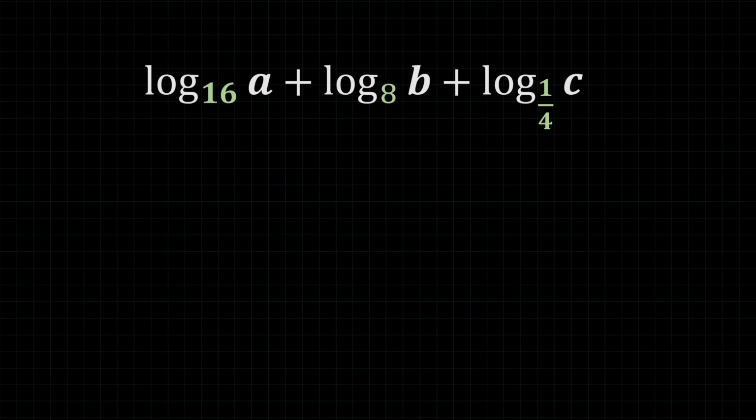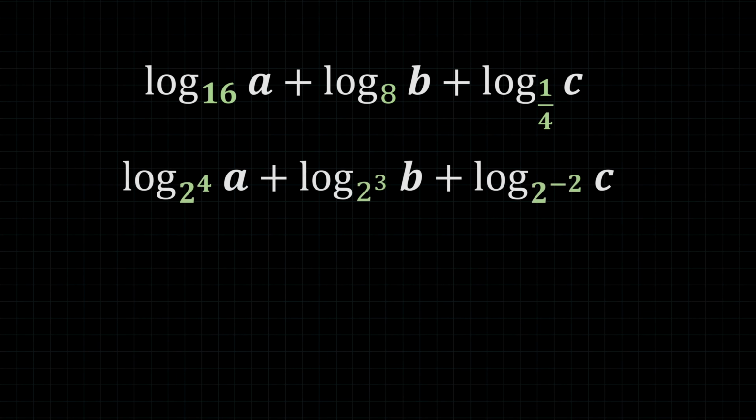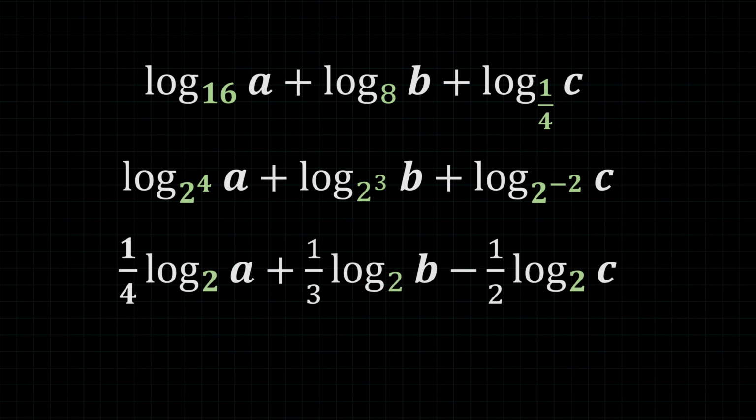Notice all the bases here are different, but they're all in the same family, which is the family of 2. So we can rewrite these bases all as 2 to the power of something. 16 becomes 2 to the power of 4, 8 becomes 2 to the power of 3, and 1 over 4 becomes 2 to the power of negative 2. Using that rule we just learned, we can rewrite these like this. Notice the 4 becomes 1 over 4 as a coefficient, the 3 becomes 1 over 3, and the negative 2 becomes minus 1 over 2.